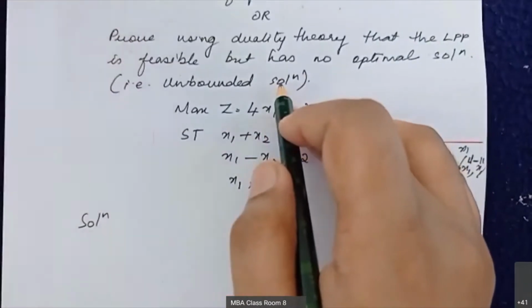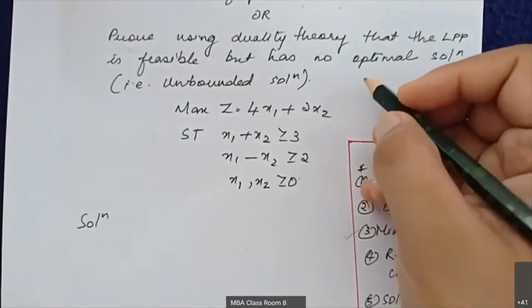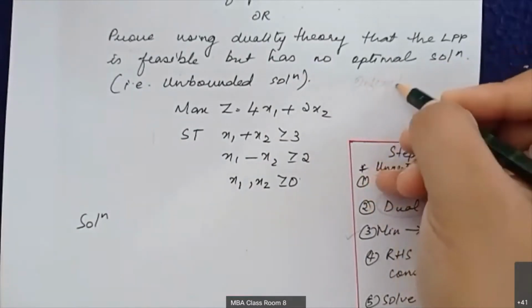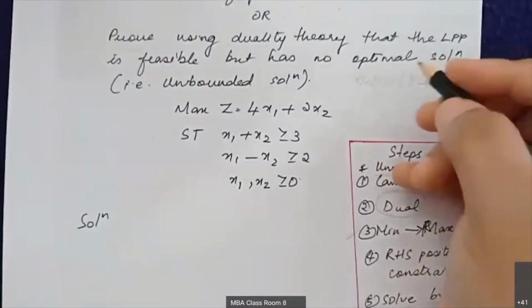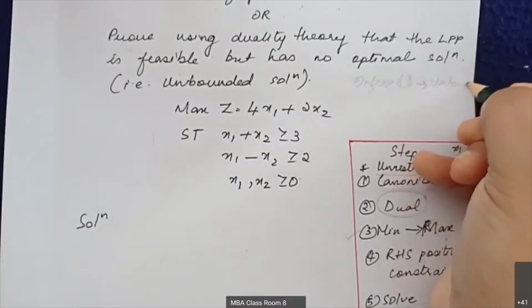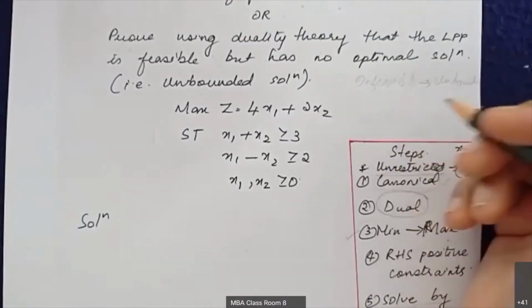Your existence theorem. What does the existence theorem say? If either the primal or the dual is infeasible, then the corresponding dual or the primal will be unbounded. So this is what the existence theorem says.